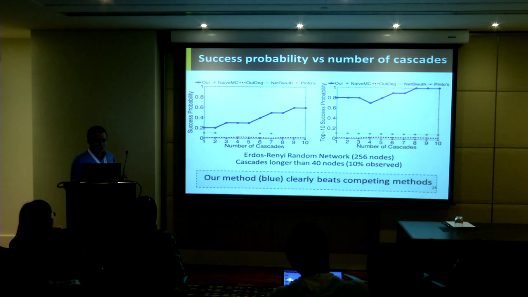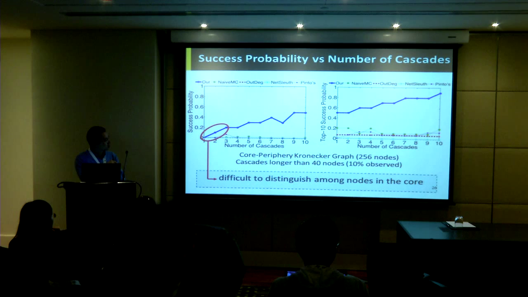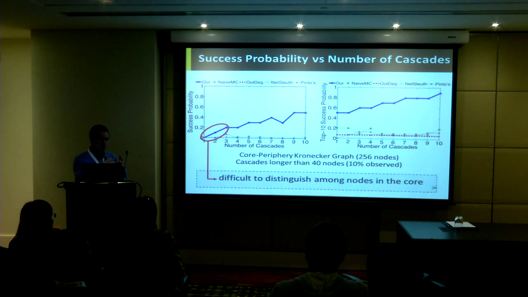So this is for the Erdős–Rényi random graph. If you change to a different type of network, in this case a core-peripheral network, this type of network has a densely connected core of people, and many, many other people are connected to this densely connected core. It's a harder problem because the nodes in the center are highly connected. It's very hard to distinguish which one is the source.